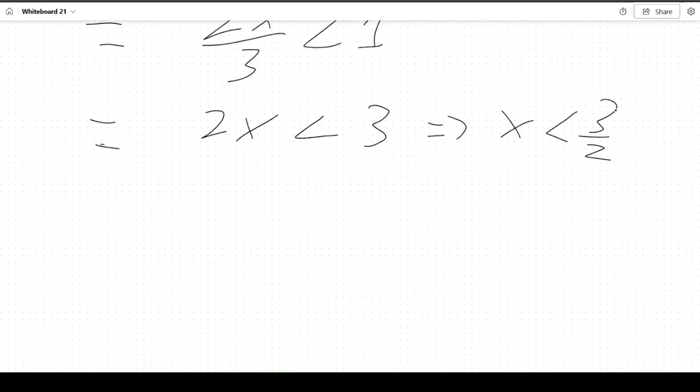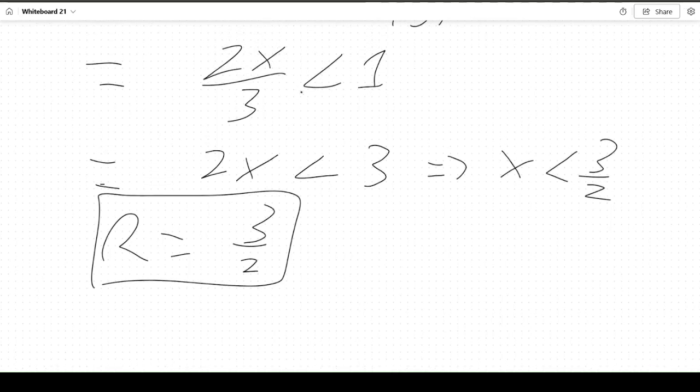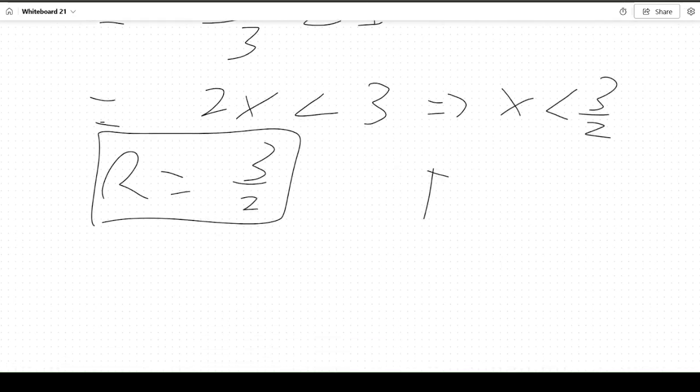So our final answer here for the radius of convergence is 3 over 2. And the final step is the interval of convergence. The interval of convergence is basically the opposite of this, so it's going to be negative 3 over 2 and positive 3 over 2.